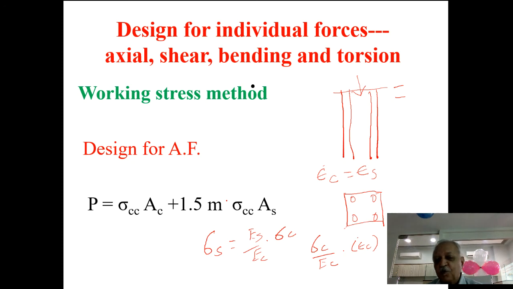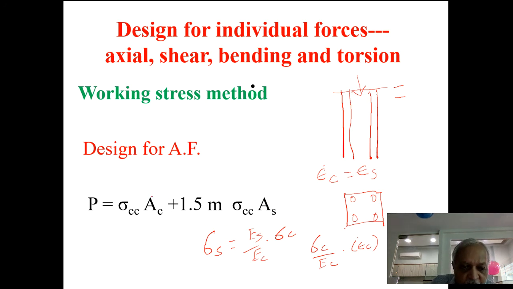So here the code has indicated that the load carrying capacity of the column, if you want to consider, is stress in concrete multiplied by area of concrete, plus stress in concrete multiplied by 1.5 times m, which is going to give me the stress in steel, multiplied by area of steel.